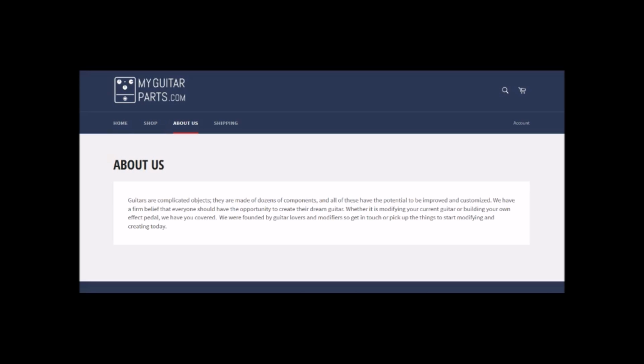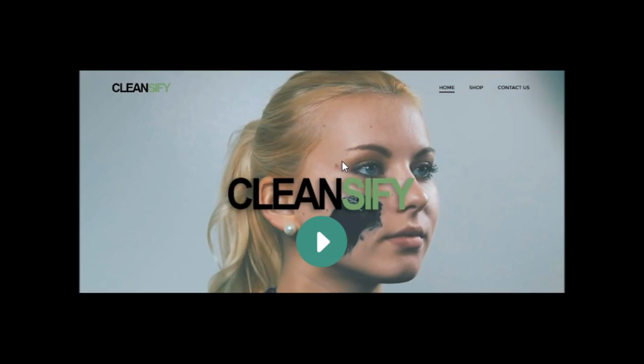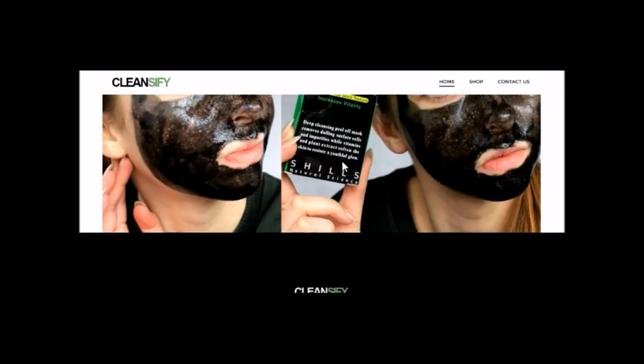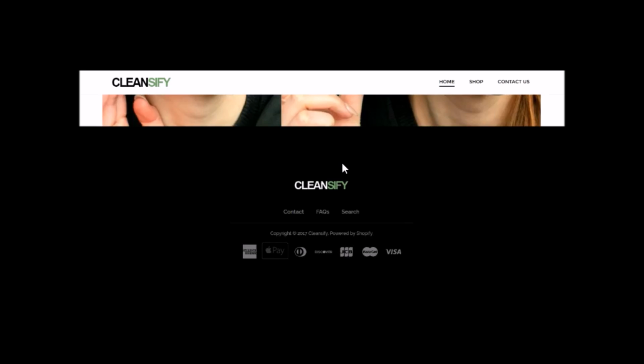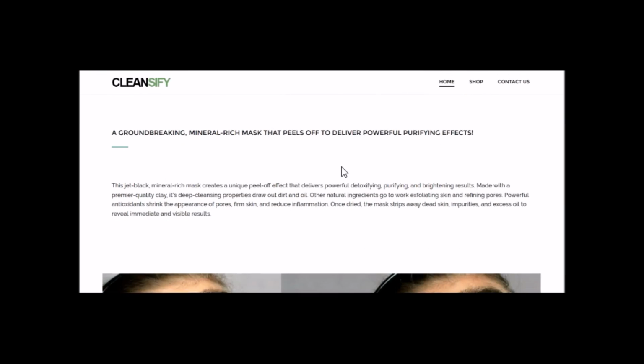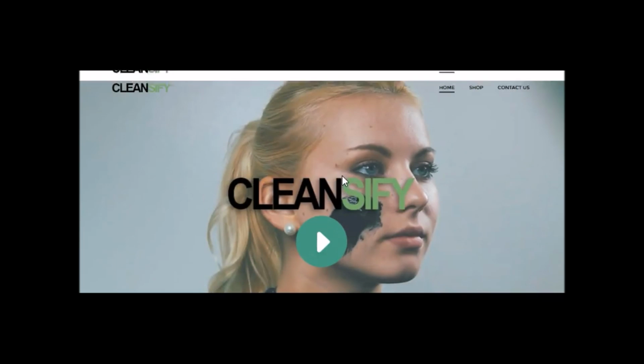Okay guys, so right now I'm going to show you first 2 examples of bad About Us pages, right? And this will really highlight the difference and show why this works. So actually first we'll go to this site. It's called Cleansify. And it's actually not a badly built site, right? They actually got a fairly nice looking website. Now Cleansify, what do they do? Jet black mineral. Basically it makes your skin healthy or whatever else, right?